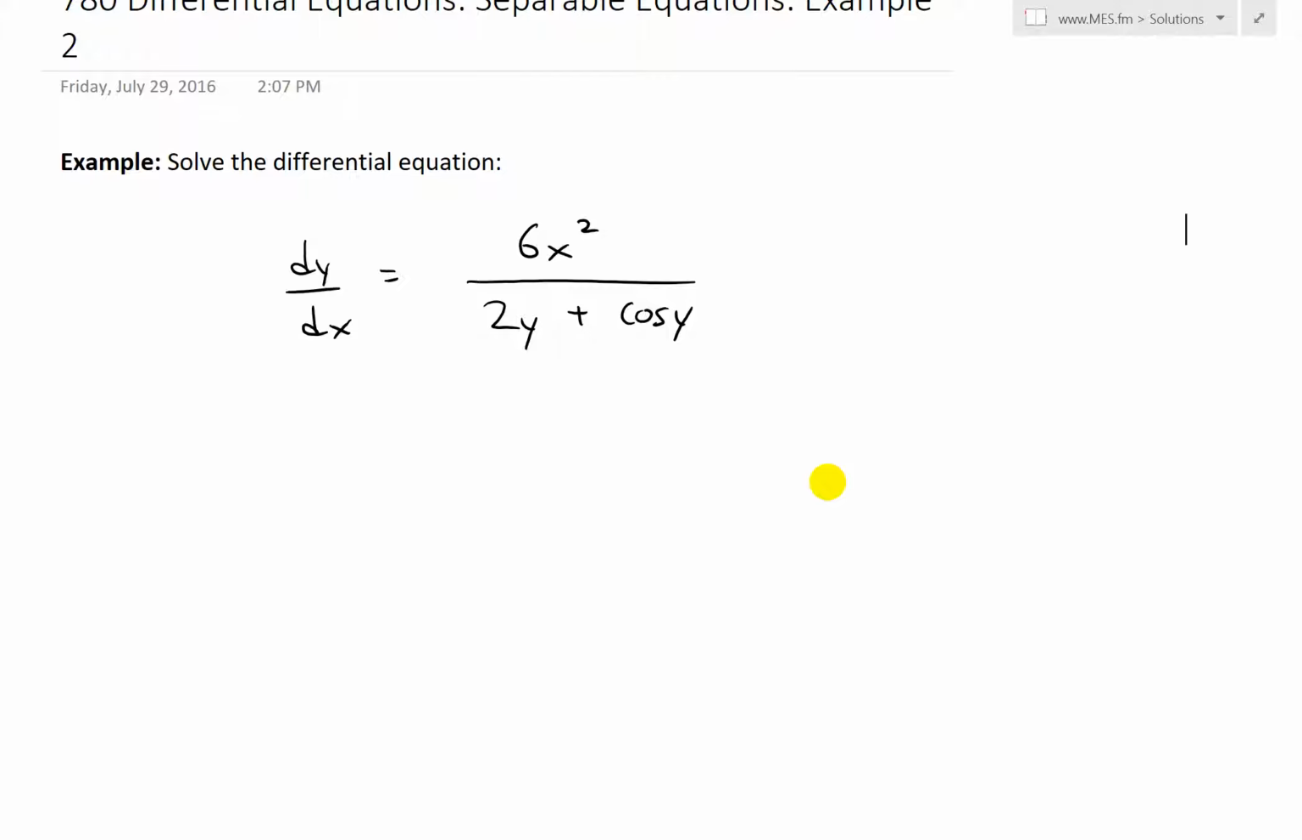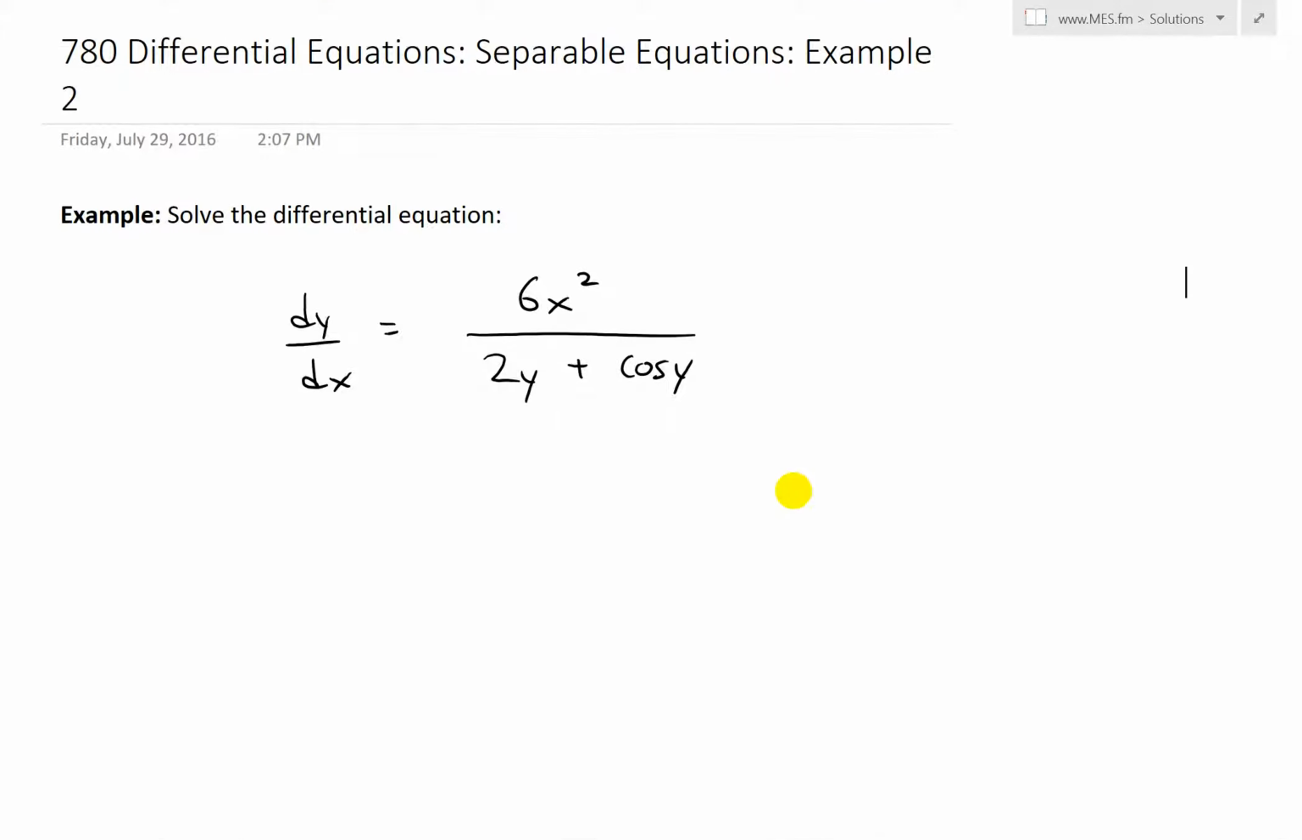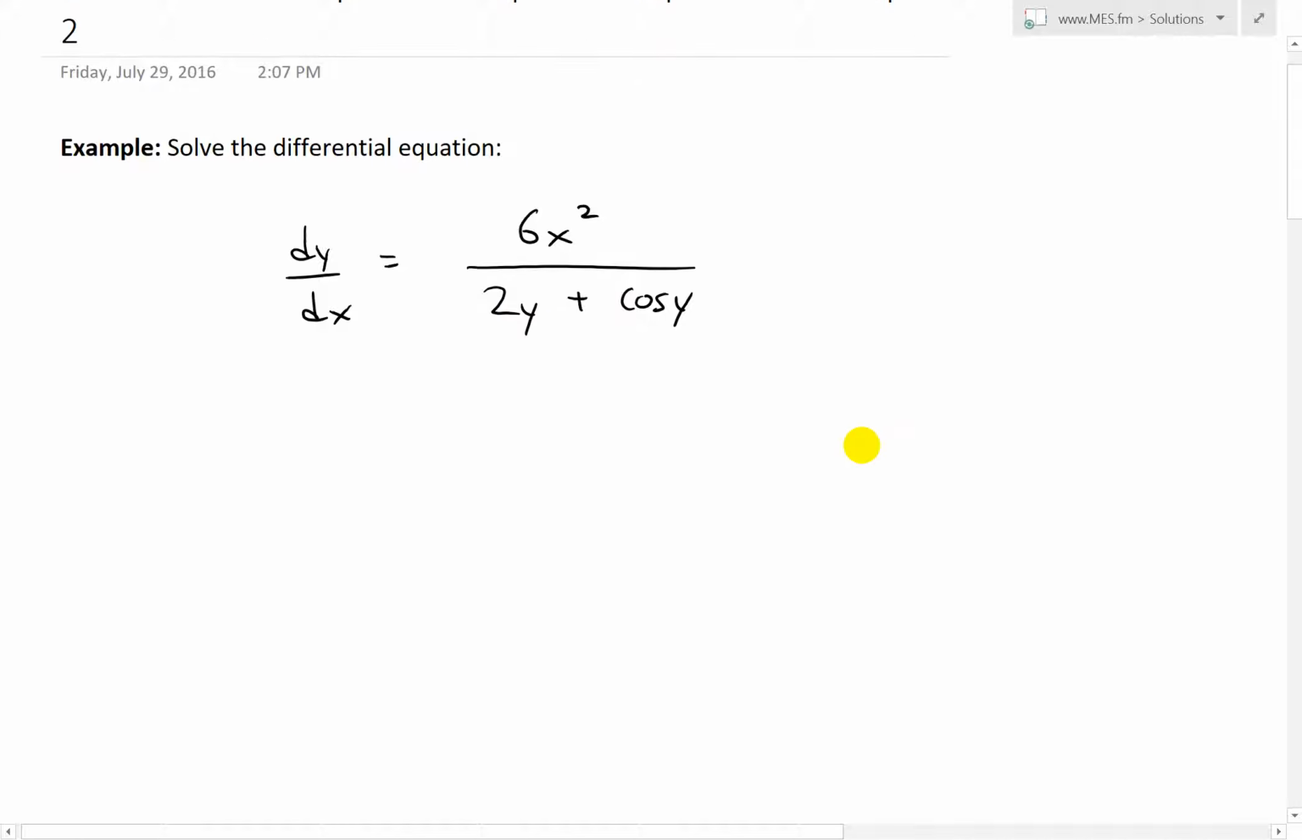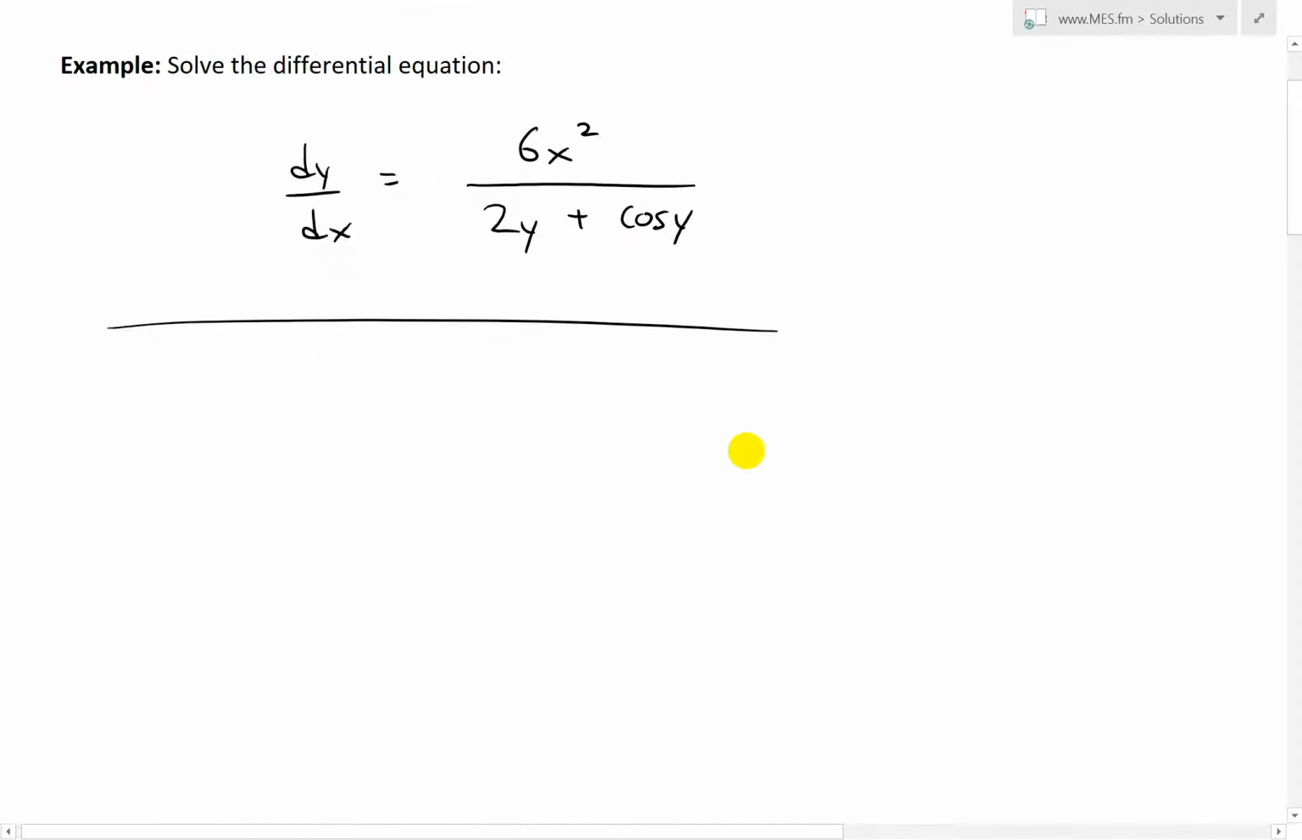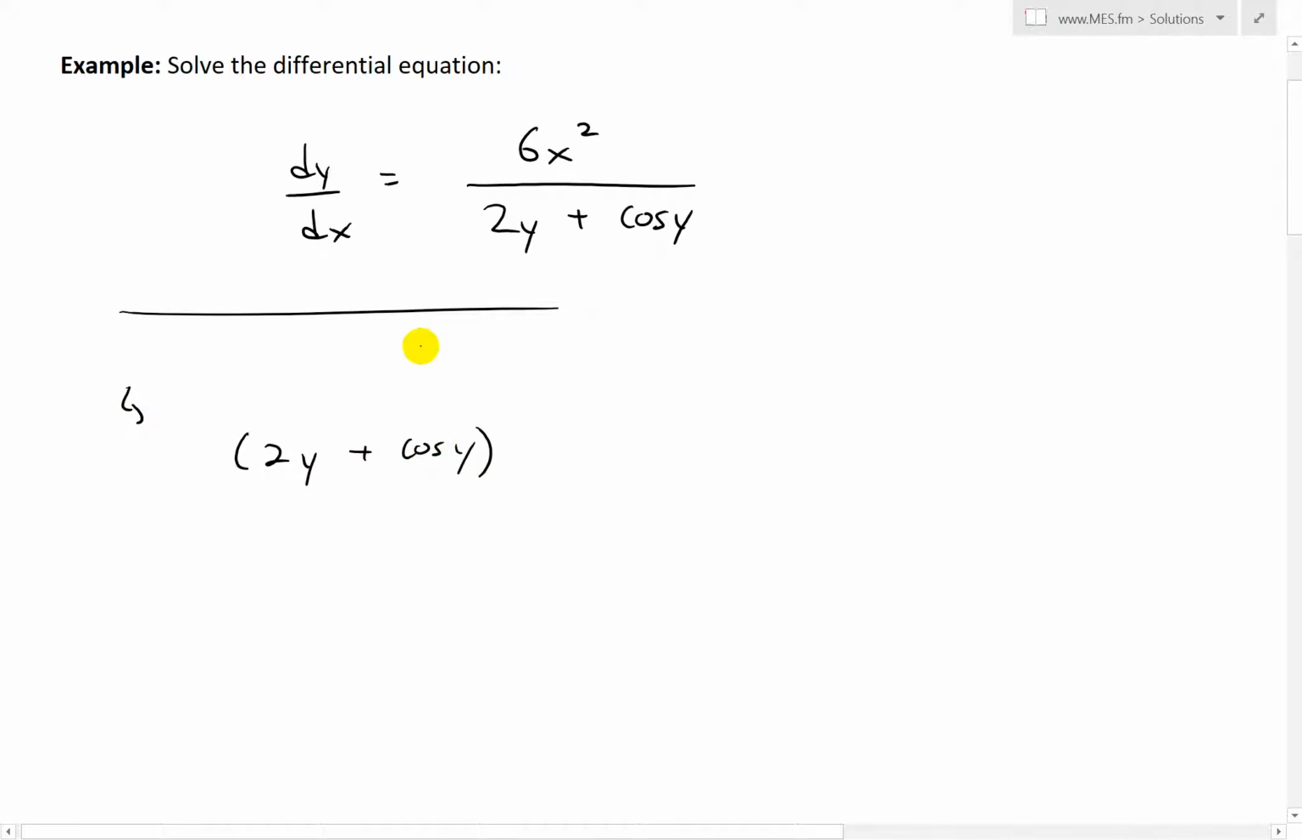As you can see, this is a separable equation, because you can separate it by moving all the y's on one side and all the x's on the other. To solve this, we multiply the bottom here on both sides so that we can move the y's to the left side and the dx to the right side. What we end up getting is 2y plus cosine y, dy, equals 6x squared dx.